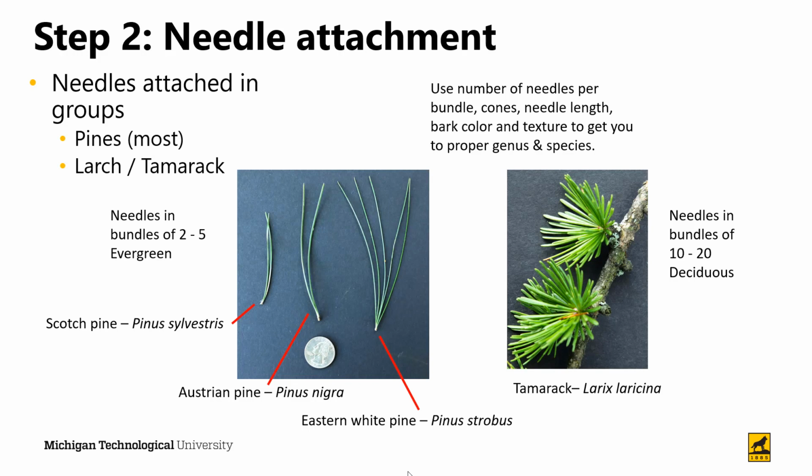For the pines, the number of needles per group is frequently characteristic of the species. For example, eastern white pine has 5 needles in each bundle, where Scotch pine has 2 needles in each bundle. The larches, for example tamarack, have needles in bundles of 10 to 20 that all drop every fall.